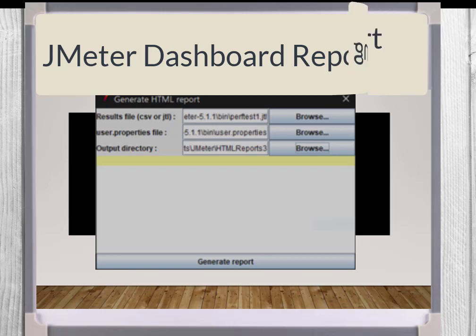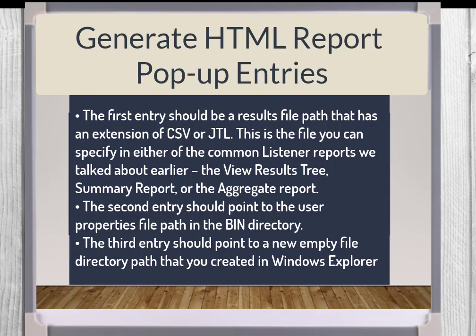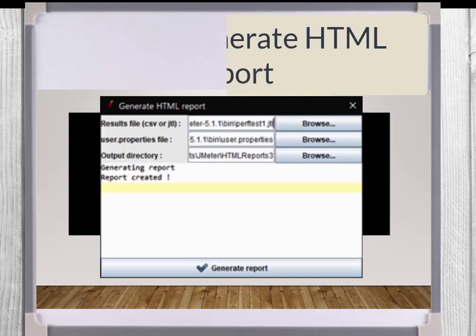The first entry should be a results file path that has an extension of CSV or JTL. This is the file you can specify in either the common listener reports we talked about earlier, the view results tree, the summary report, the aggregate report. The second entry should point to the user properties file path in the bin directory. And then the third entry should point to a new entry file directory path that you created in Windows Explorer.